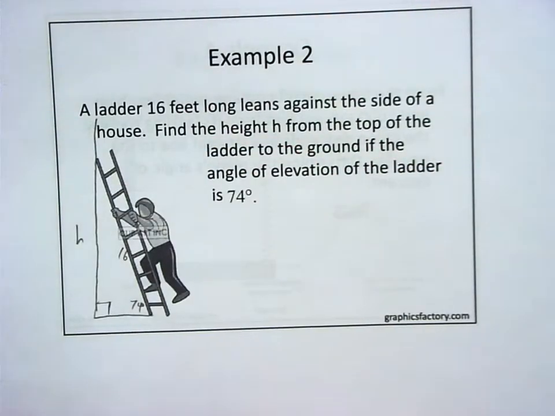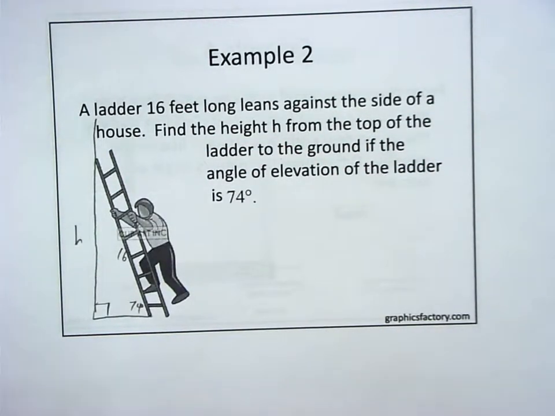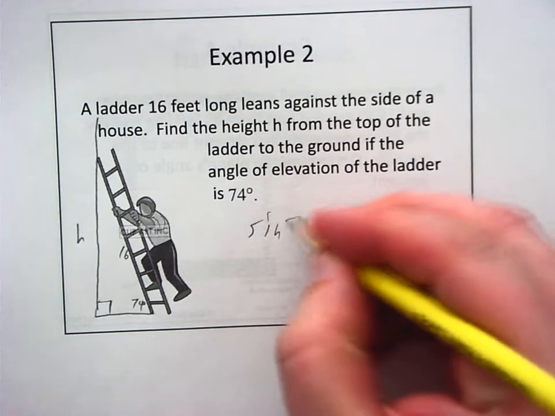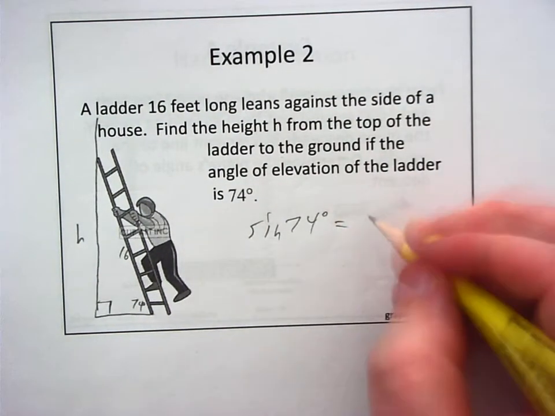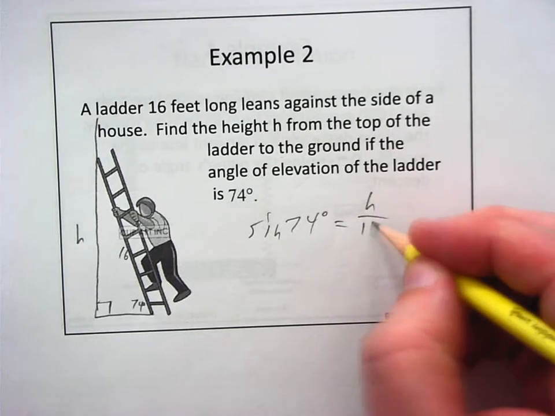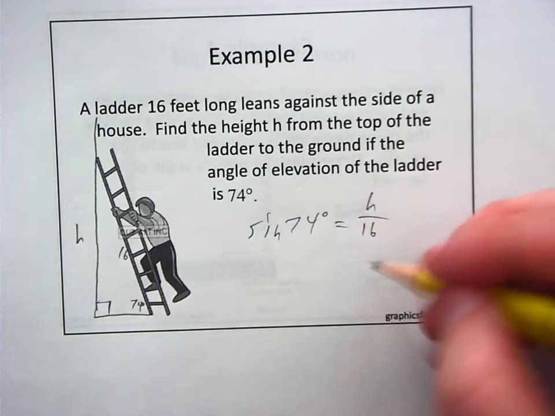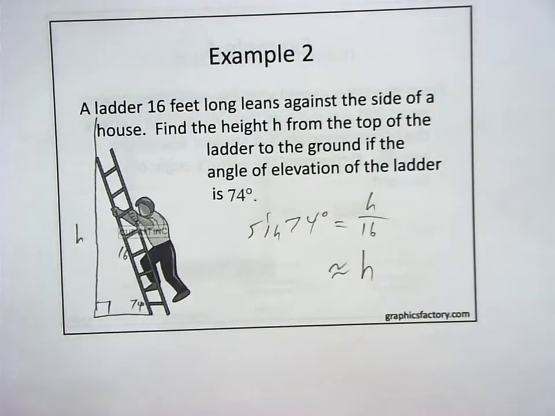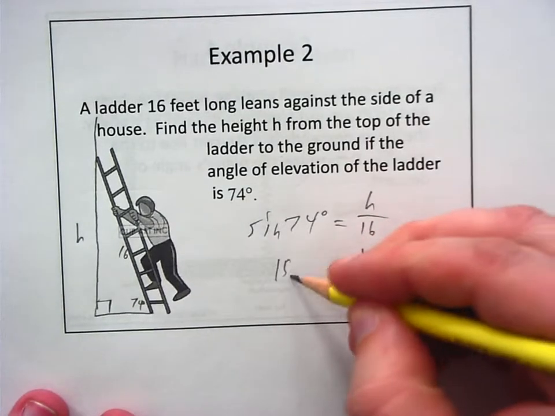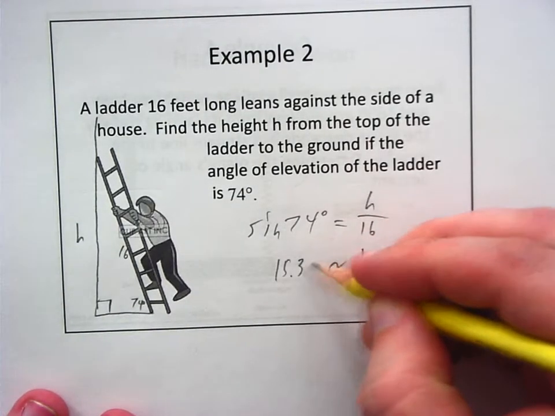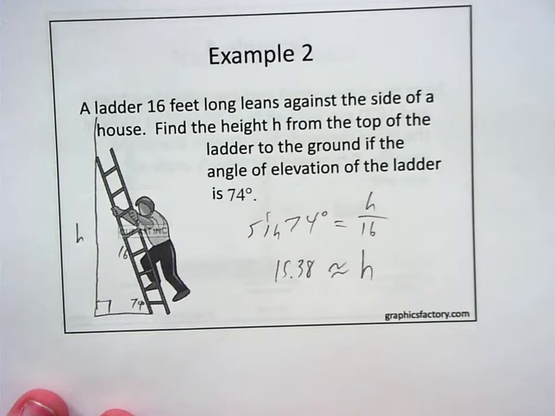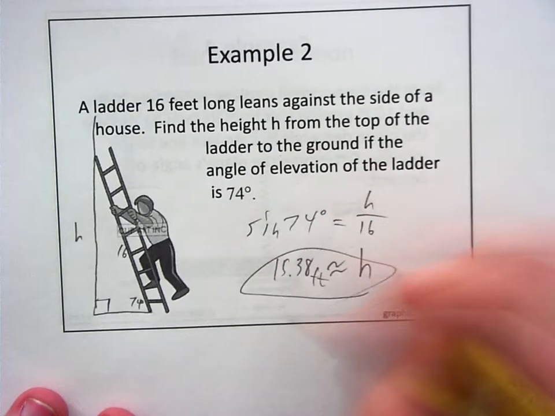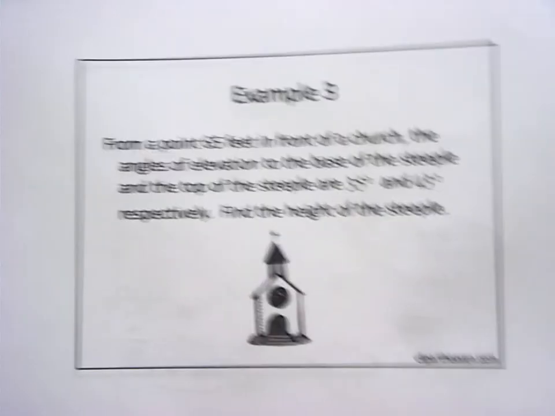That's H. So what trig ratio am I going to set up? Sine. So sine of 74 is equal to opposite over hypotenuse. So H is what? 15 point 38. What would be the units? Feet. So even those aren't too bad. Make sure you have the idea of angle of elevation and angle of depression straight in your head. Some of them require multiple triangles to be able to solve.